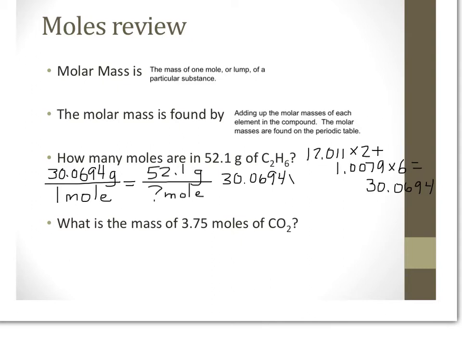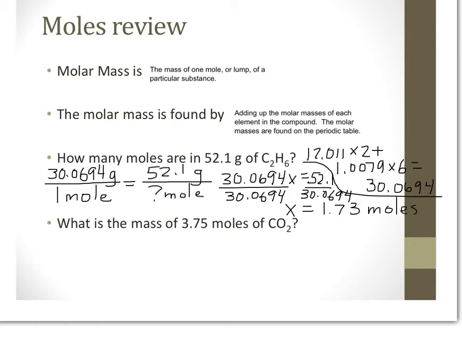30.0694 x equals 52.1. And I'm going to divide both sides by 30.0694. So x, my number of moles, is 1.73 moles. And I've given it with 3 significant figures because my original number has 3 significant figures. So as a for every statement, I could say there are 1.73 moles in 52.1 grams of C2H6.